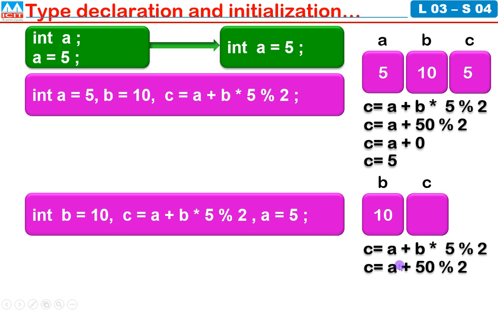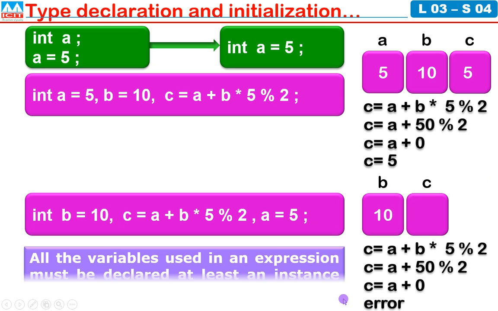What is the value of b? 10. 10 into 5, 50 modulo 2. 50 modulo 2 will be 0. What is the value of a at this moment? At that moment a was not defined. That's why it is going to create an error.